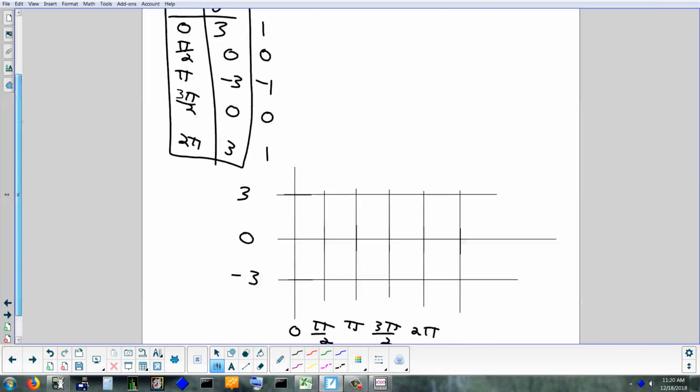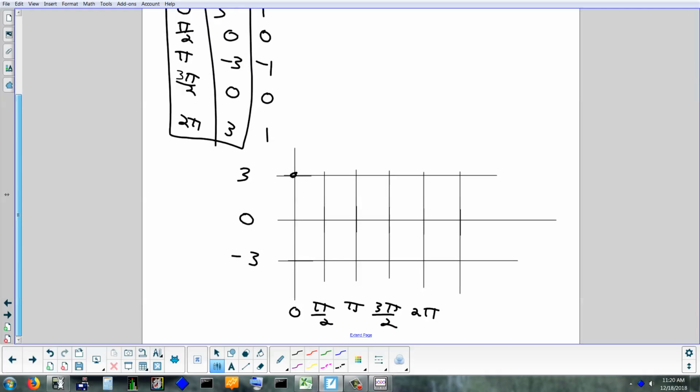Okay, and now graph your points. So we got 0, 3, pi over 2, 0, pi is -3, 3 pi over 2, you're back to 0, and then 2 pi back up at 3. And there's my graph. Now, when I look at that, it doesn't look bigger than any other graph I've been drawing all week. How come? How come it doesn't look 3 times as big on the screen?